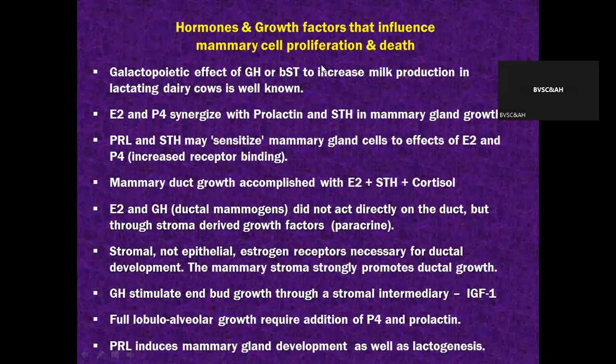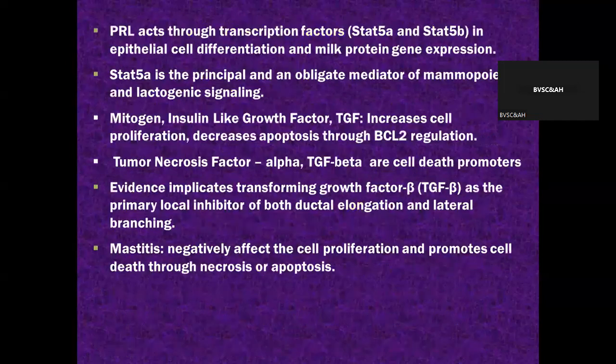And full lobulo-alveolar growth requires the addition of progesterone and prolactin. Prolactin is very, very important in lobulo-alveolar growth along with progesterone, whereas in ductal growth, you'll find that estrogen is very important. So PRL, that's prolactin, induces mammary gland development as well as lactogenesis. We have already discussed that prolactin is a lactating hormone, which maintains galactopoiesis, or maintains the lactation.